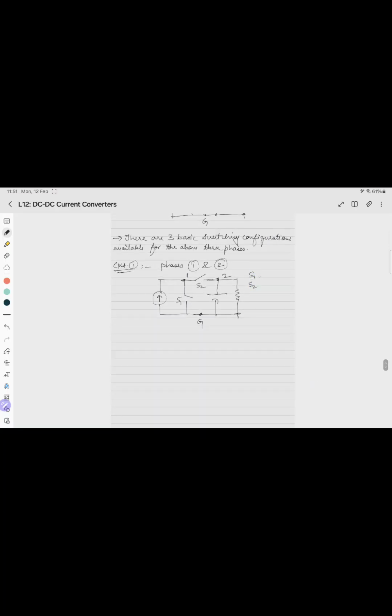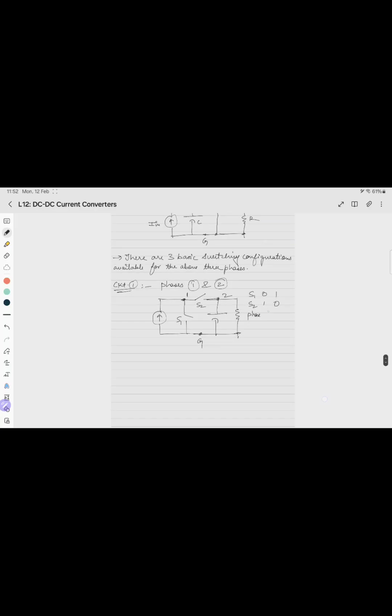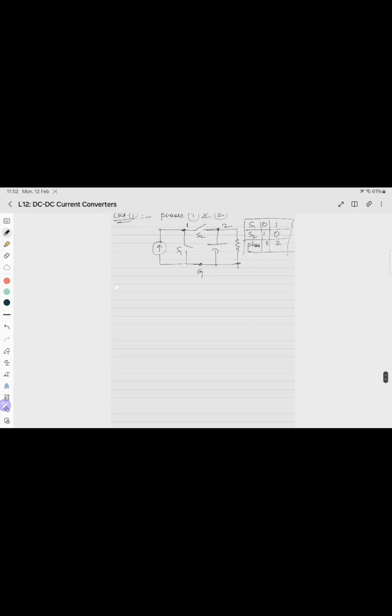So S1, S2, 0 1 1 0, which, so here I'll write phase. If S1 is 0, S2 is on, it is phase 1. So phase 1, phase 2. This is a table I am writing like this. This was circuit configuration 1.